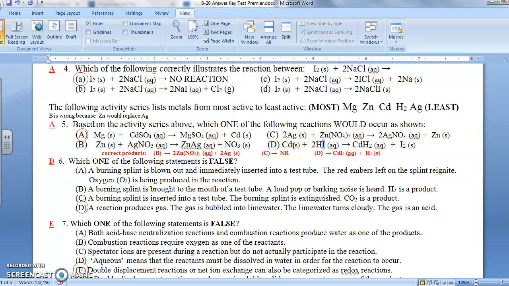Cadmium is trying to get rid of electrons and force other substances to take those electrons. Iodine already has an electron. A metal is not going to replace the nonmetal iodine. Metals will always take the place of the first thing in the compound, not the second thing. As we see here in letter A, magnesium's replacing cadmium, the first thing, not sulfate, the second thing. So the correct answer is letter A.